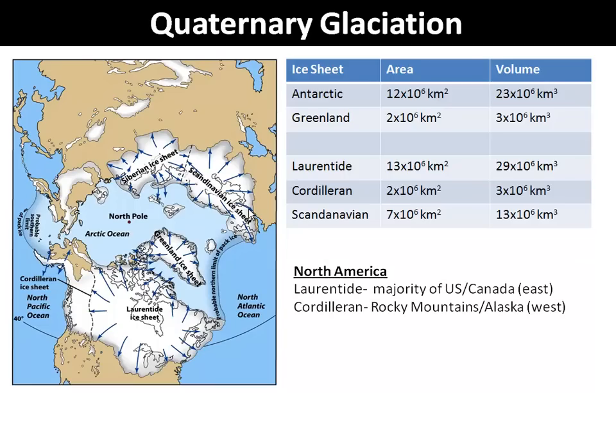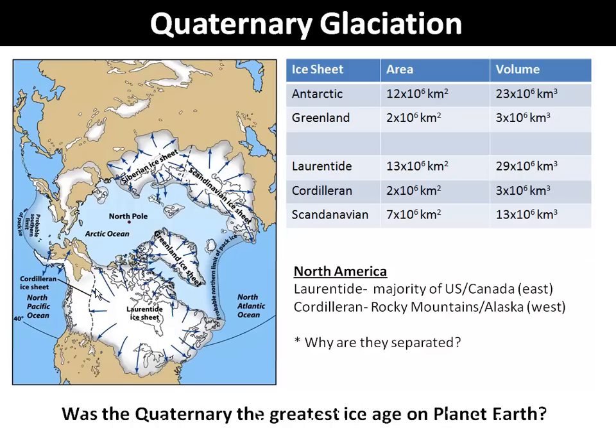So in North America, the Laurentide accounts for the majority of the U.S. and Canada in the east. The Cordilleran was primarily the Rocky Mountains and Alaska in the west. Why are they separated? If you notice, there's actually a dotted line on this diagram. The reason that they're separated is that's the Great Continental Divide. So just like fluvial processes work on the scale of watershed divides and drainage divides, ice buildup and glaciations work in the same way. Was the Quaternary the greatest ice age on planet Earth?